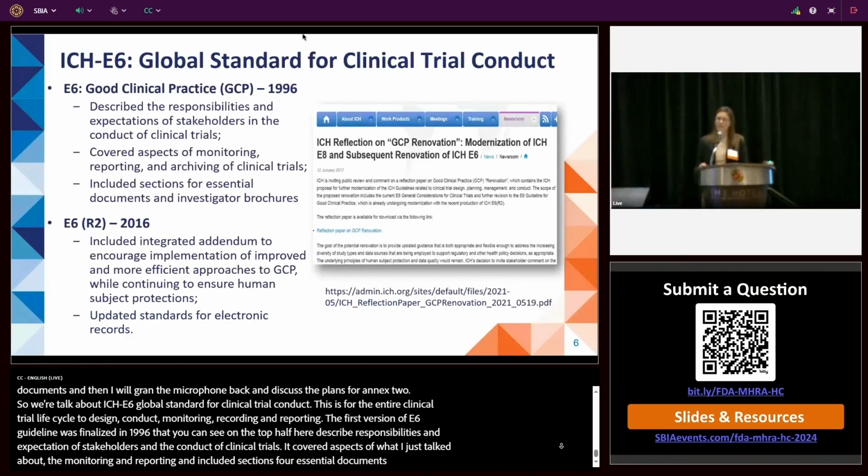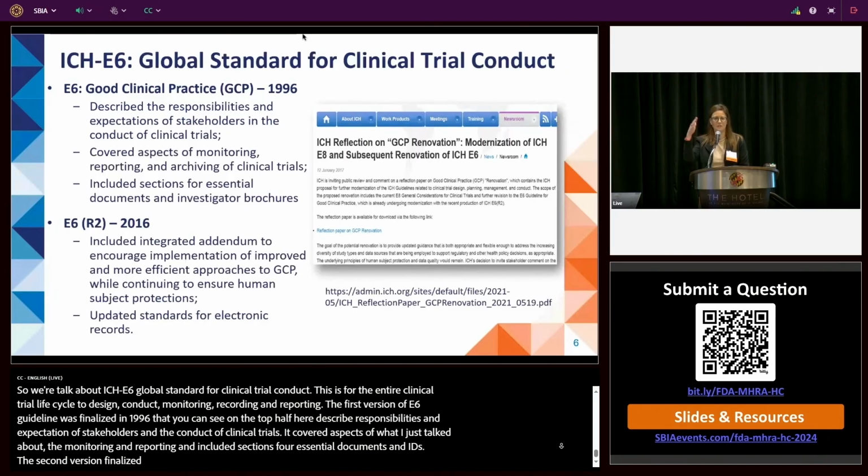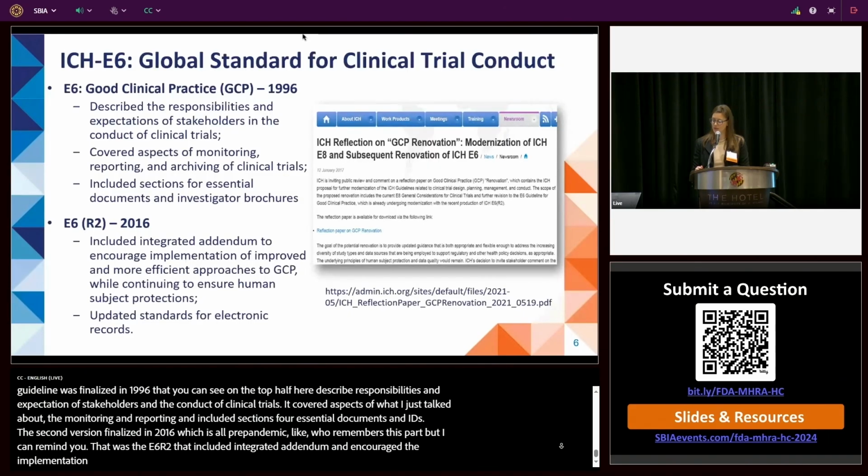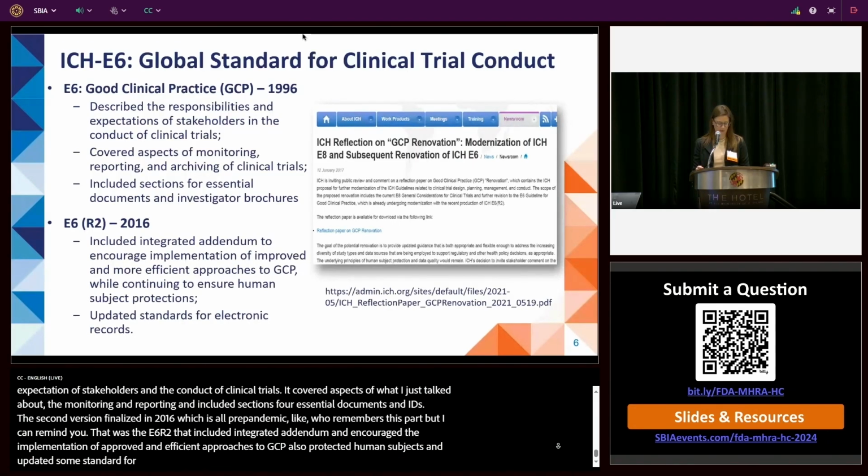The second version was finalized in 2016, which is all pre-pandemic, right? Like, who remembers this part? But I'll remind you, that was the E6(R2), and that included the integrated addendum. It also encouraged implementation of improved and efficient approaches to GCP, protected human subjects, and updated some standards for electronic records, which we were sort of getting into at that time.